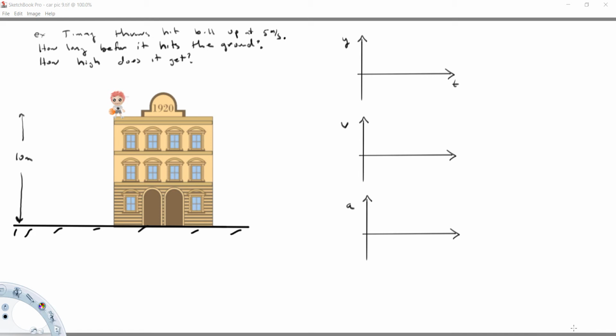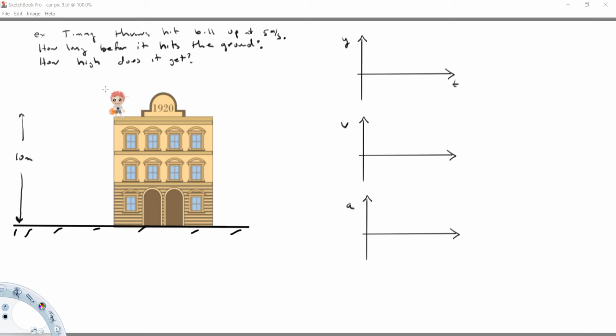I'm making this video to provide an example of how to use graphical techniques to analyze the motion of an object moving under the acceleration of gravity. So what we're going to do is take a look at this one. Standing on the top of this 10-meter tall building, young Timmy here throws his ball up at 5 meters per second. How long does it take before it hits the ground?